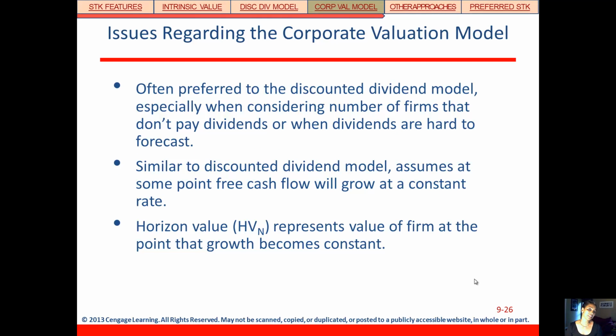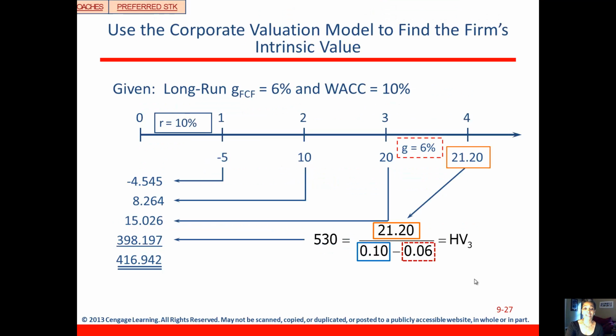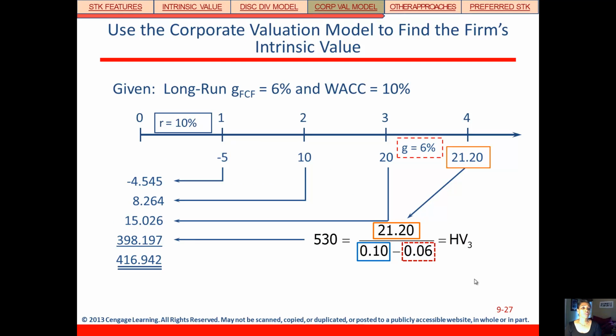So some reasons why people like it or don't like it. They like it better than the discounted dividend model sometimes because, as I mentioned earlier, it works for firms that don't pay dividends. And so it assumes that at some point the growth in free cash flow, just like the growth in dividends in the dividend model, will grow at a constant rate. And just like in the dividend model, you're going to need to calculate a horizon value once you get to that constant rate. So here's an example.